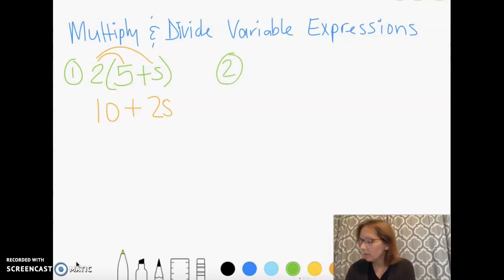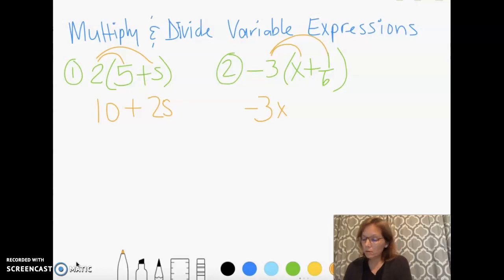Number 2, negative 3 times x plus 1 over 6. So again, I'm going to use that distributive property. Negative 3 times x is just negative 3x. And I'm going to multiply the negative 3 times the fraction now. Negative 3 times 1/6. Remember, there's always that imaginary 1 sitting under a whole number. And when we're multiplying, we just multiply the top numbers and multiply the bottom numbers. So negative 3 times 1 is negative 3, and 1 times 6 is 6.